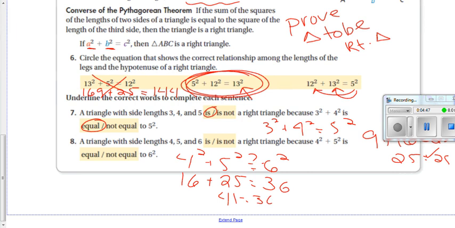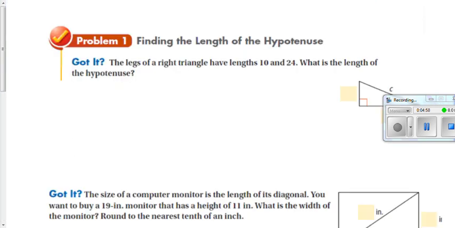I did that in my head. Not equal. So therefore, they are not. It is not a right triangle. It's not a right triangle because they are not equal.